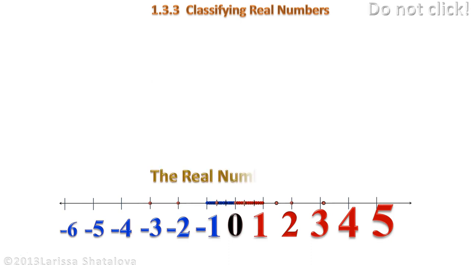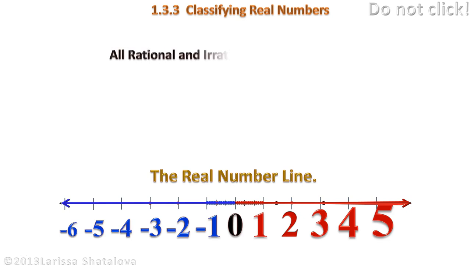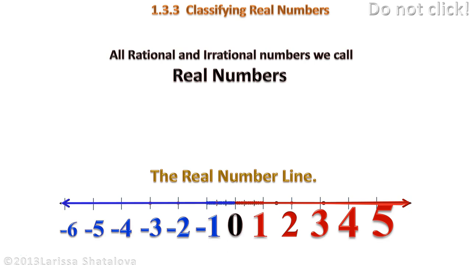So, the real number line is a set of points, and each point represents a number, rational or irrational. This is why we don't see openings between points, and we can see a solid line. So we can say all rational and irrational numbers we can call real numbers, and the short notation for the real numbers is the letter R.